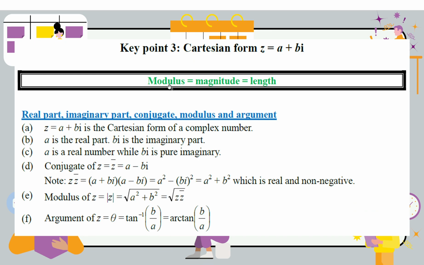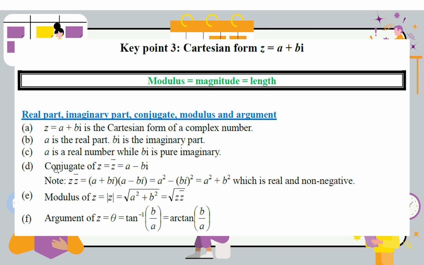A lot of terms you need to learn: real part, imaginary part, conjugate, modulus, and argument. Z equals a plus bi is the Cartesian form. A is the real part, bi is the imaginary part. Don't say b is the imaginary part, bi is the imaginary part. A is a real number if b is 0.